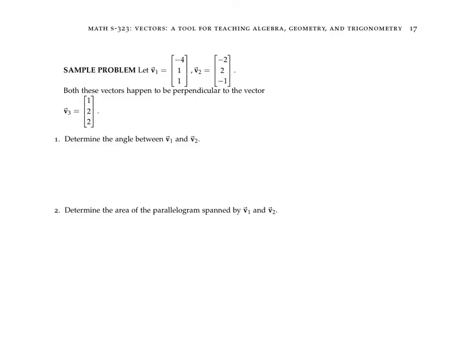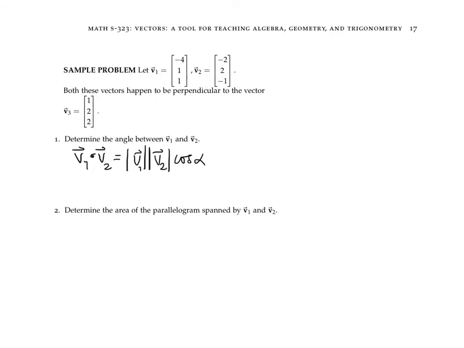Let's take a look at this sample problem, which asks us, okay, we have two vectors here. Let's determine the angle between v1 and v2. Well, we know that the dot product gives us one way to find the angle because of this definition. So here we are. We need to figure out the lengths of the vectors v1 and v2. And we do that by taking the square root of the sum of the squares of the components. So the square root of 4 squared plus 1 squared plus 1 squared is the square root of 18, which is just fancy for 3 root 2.